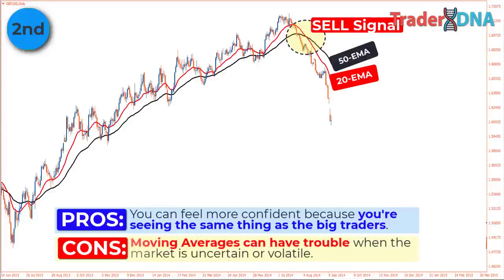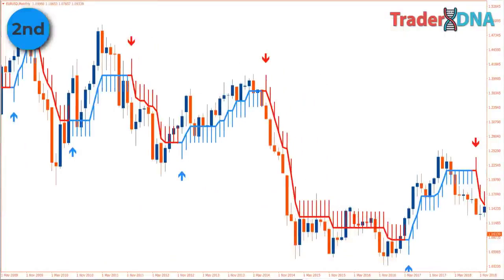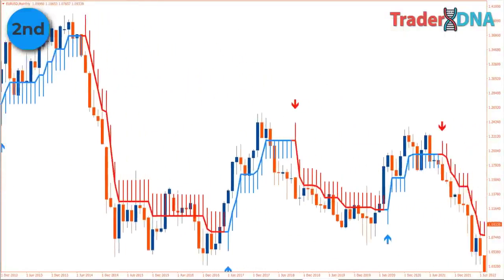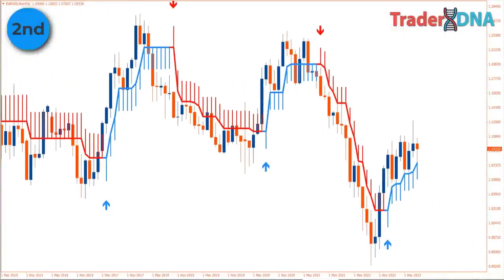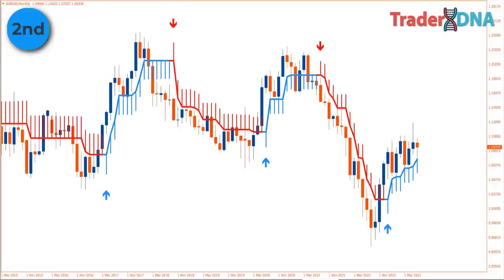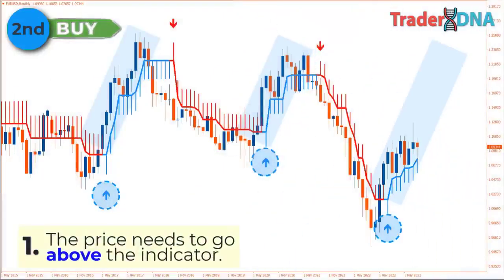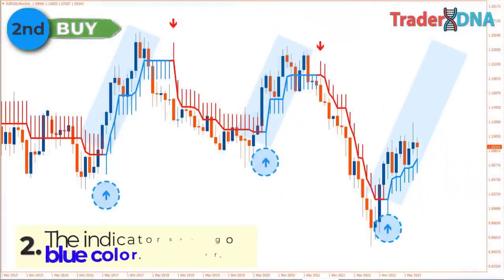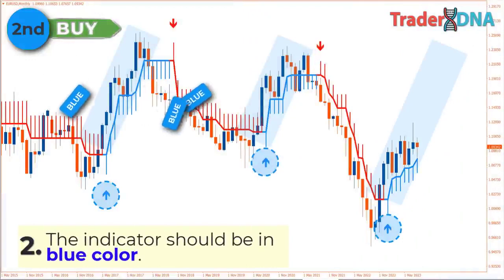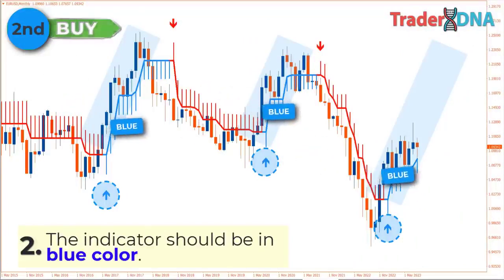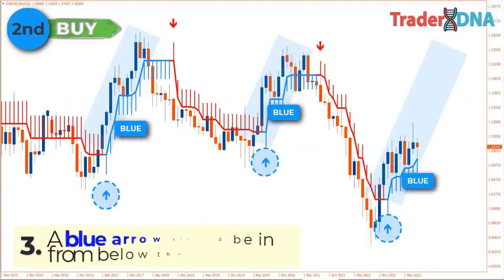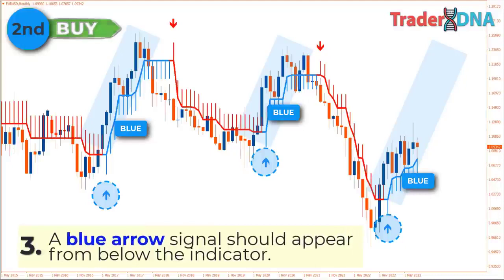How to use the half-trend indicator for trading. Let's understand how the half-trend indicator works using an example on a British pound United States dollar 1-hour chart. The indicator gives us arrows to signal when to buy or sell. For a buy situation, first, the price needs to go above the indicator. Second, the indicator should be in blue color. Third, a blue arrow signal should appear from below the indicator.